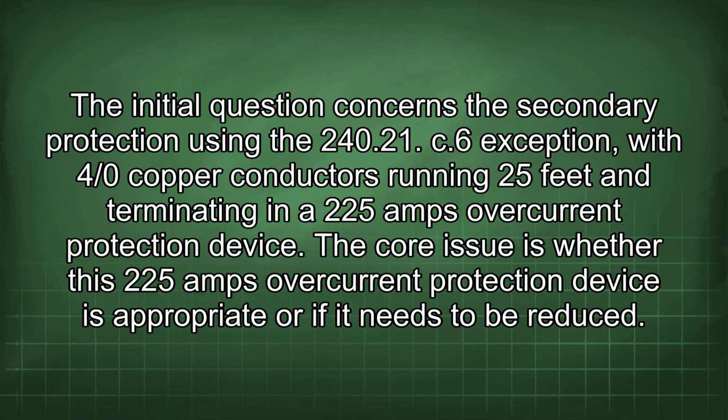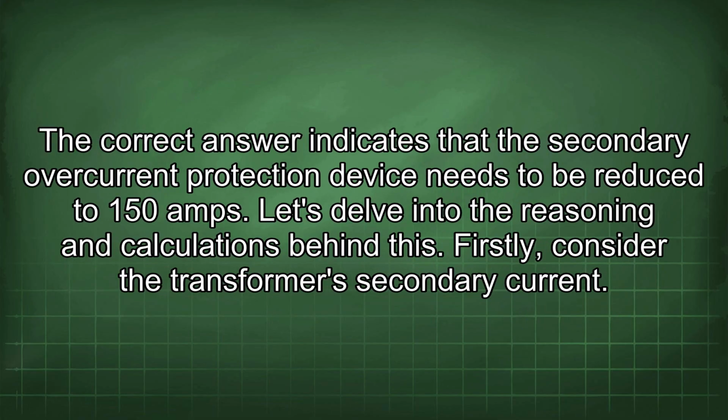The initial question concerns the secondary protection using the 240.21(C)(6) exception, with 4/0 copper conductors running 25 feet and terminating in a 225 amps overcurrent protection device. The core issue is whether this 225 amps overcurrent protection device is appropriate or if it needs to be reduced. The correct answer indicates that the secondary overcurrent protection device needs to be reduced to 150 amps. Let's delve into the reasoning and calculations behind this.